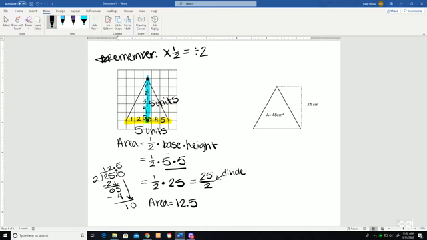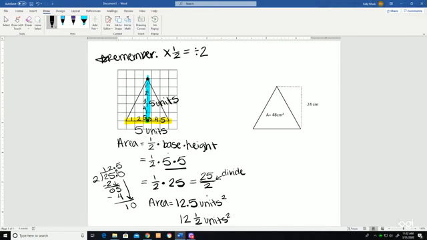If you kept it as a fraction, that would be 12 and 1/2. Okay, and our units, we don't know if it's centimeters, inches, we don't know what it is. So when we don't know what it is, we still put units squared. Remember, we're multiplying units times units, so that's units squared. So that would be our units for this guy.